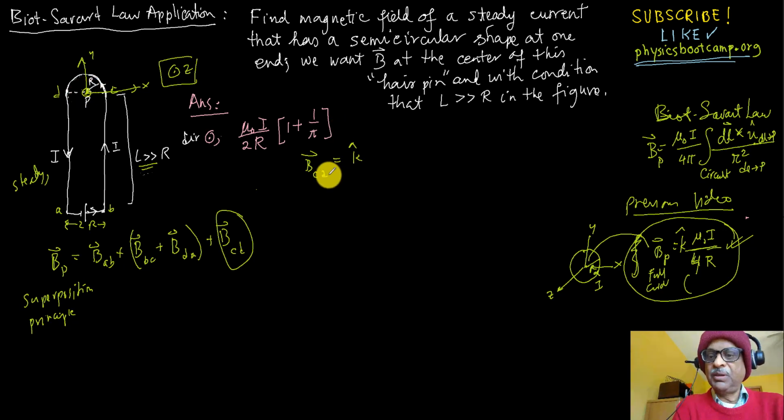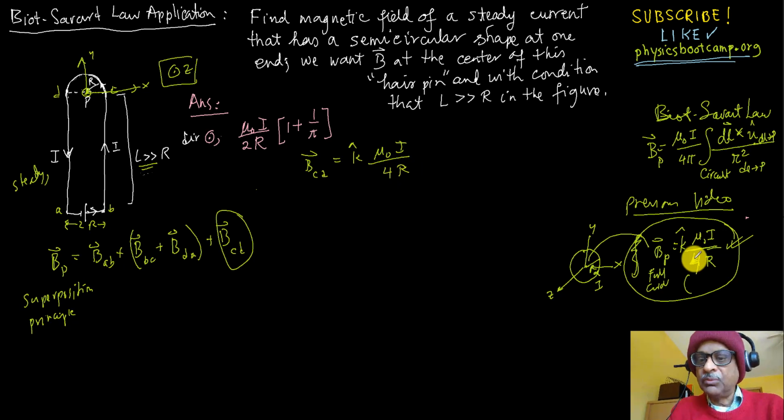So k hat will be mu naught I over, I think it's 2r, not 4r, it's 2r. Yes, 2r.